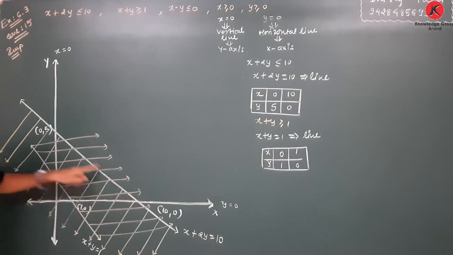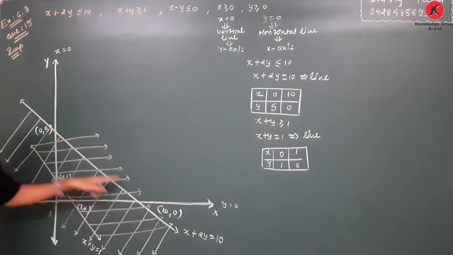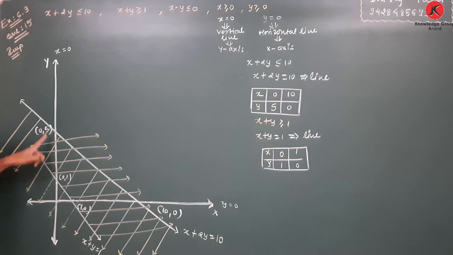This quadrilateral, this polygon. Okay, this is the polygon, which is our feasible region or intersection.